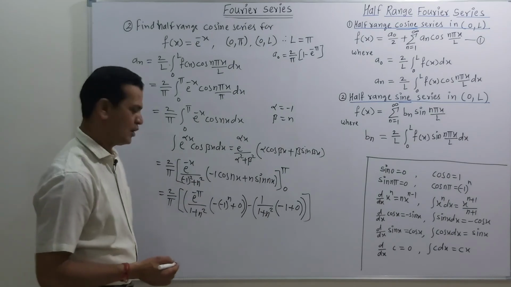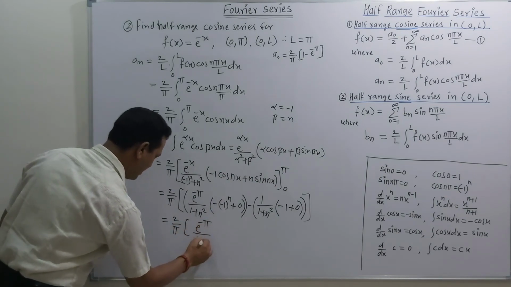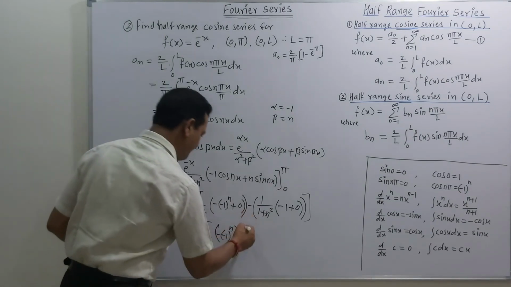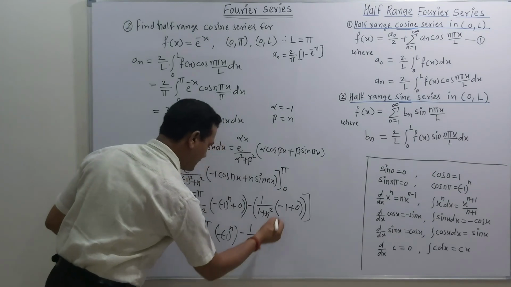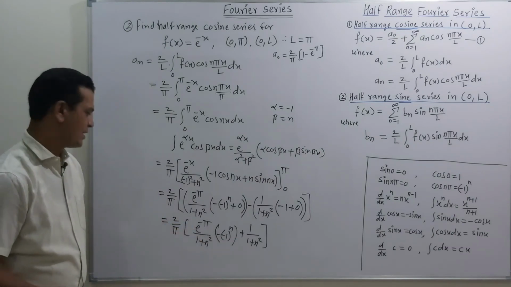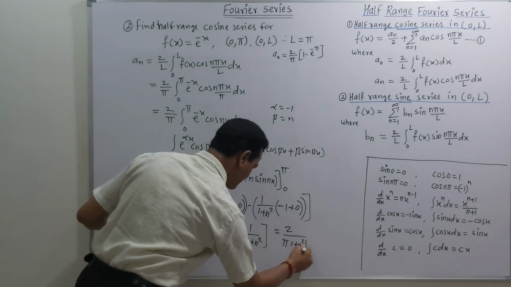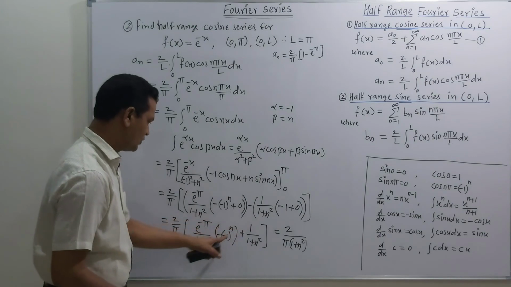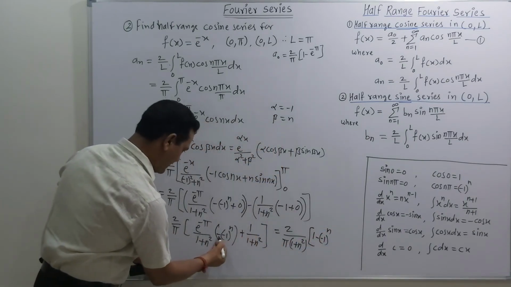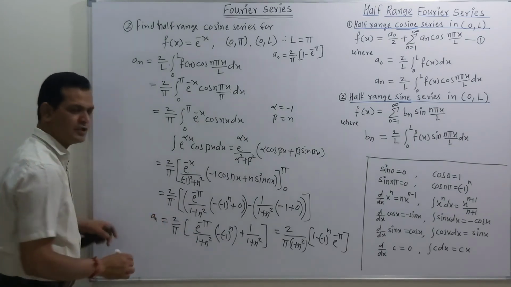Now after putting the value of upper limit and lower limit, just simplify this, we get 2 upon pi, then e raised to minus pi upon 1 plus n square, then minus 1 raised to n, this is the first term. Then again this is minus 1 upon 1 plus n square, and minus becomes plus. Now friends, it is possible for us to take the denominator 1 plus n square common, then we get 2 upon pi into 1 plus n square common. Then after taking this common, this is a positive term and this is a negative term, so we can write this as 1 minus 1 raised to n into e raised to minus pi. So in this way we get the value of the second coefficient, which is denoted by an.